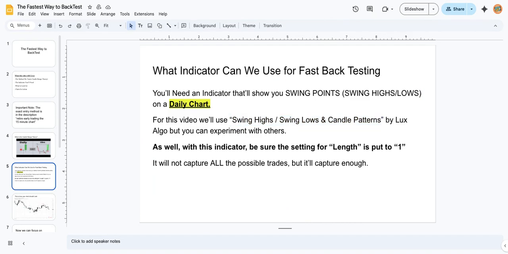Be sure the setting is on the number 1. All right, for the length, you'll see an option that says length. Change that to 1. That'll be it. Now, will it capture every single trade with the system? No, but it's going to capture enough so that you'll be able to backtest and get enough screenshots for a good library.